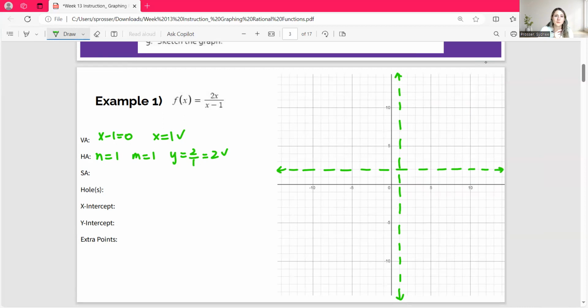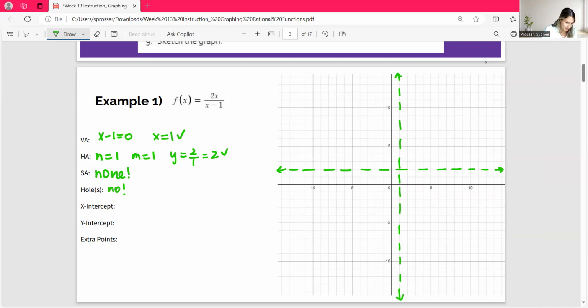Slant asymptote happens when the numerator degree is 1 larger than the denominator degree. There is no slant asymptote here because our degrees are the same. Okay? Holes happen when common factors cancel. There are no common factors here, so there are no holes. Intercepts, let's go ahead and find our x-intercept.